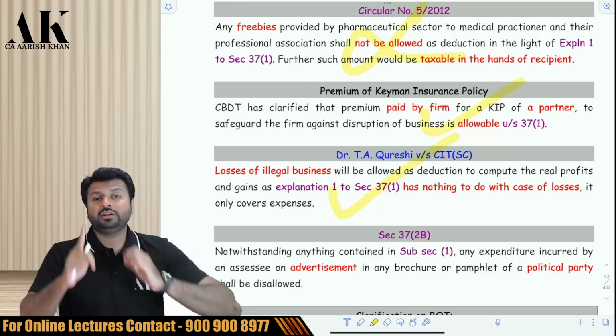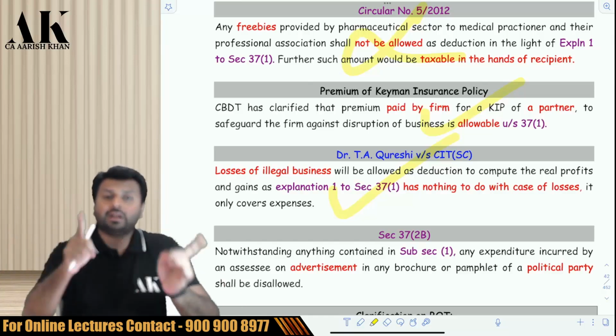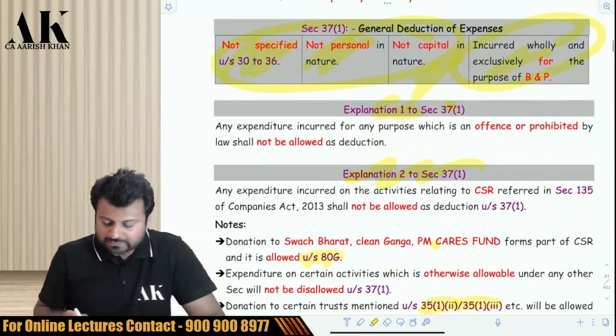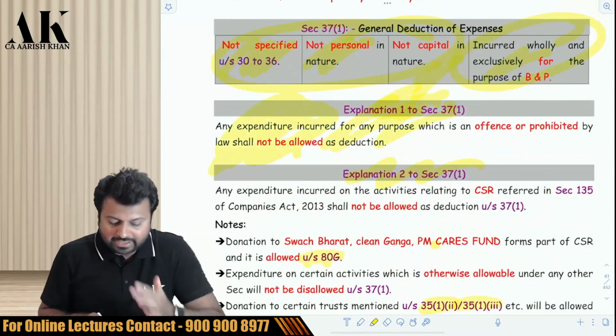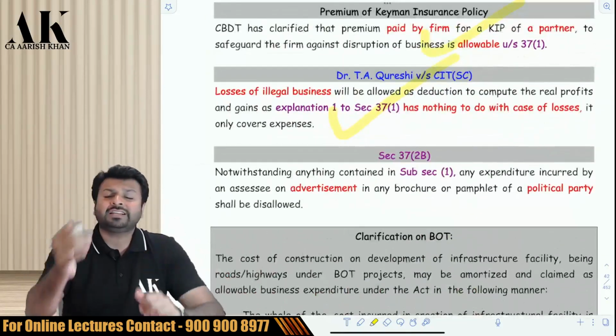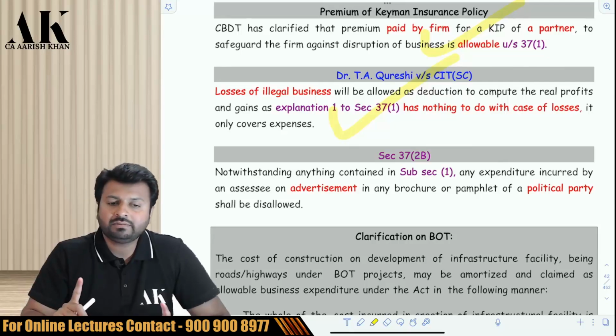So keep this in your mind, because this is a very important adjustment in exams. Losses of illegal businesses are allowed as deduction. Illegal losses are allowed because there is no specific explanation. What is covered in Explanation 1 is only expenditure. Illegal expenditure is not allowed as deduction. Illegal losses not being allowed is nothing like that under the income tax law. Therefore, as per this Supreme Court judgment of T.A. Qureshi, illegal losses will be allowed as deduction to the assessee. Be very careful. Okay.